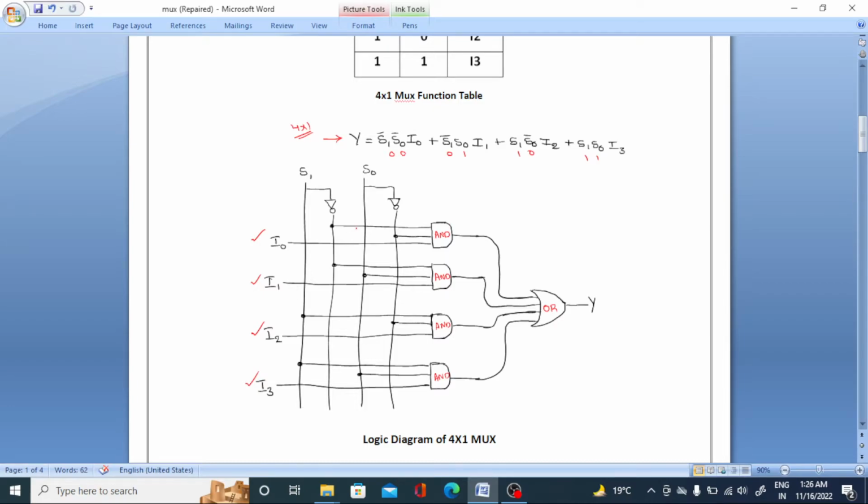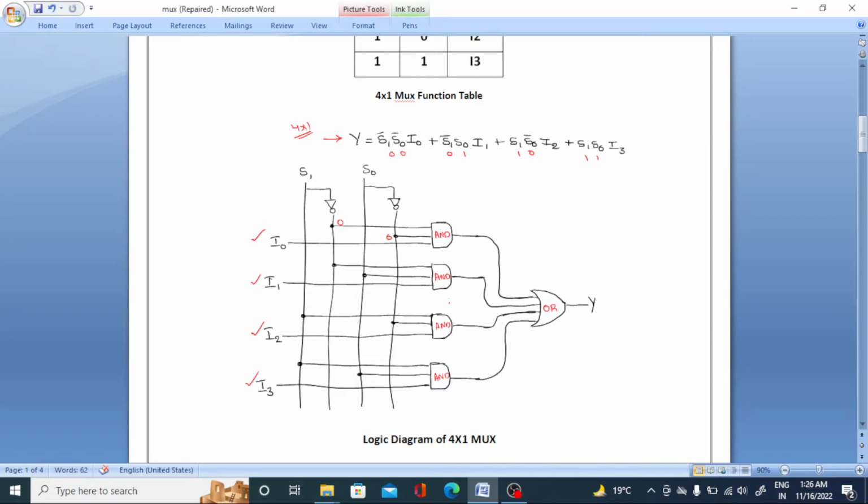So based on the selection lines 0 0, the I0 combination is there, so these three will be activated at the output side. So this is the OR. If at least one input is 1, the output is 1 for the OR combination.